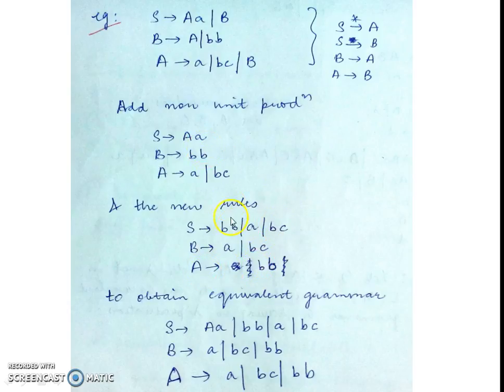Now the union of these two gives my new equivalent grammar, that is this. S implies AA is written here. S implies BB, S implies A, S implies BC, I have written here. Likewise for B, and likewise for A is followed. So the union of these two gives my new equivalent grammar after the removal of unit production.